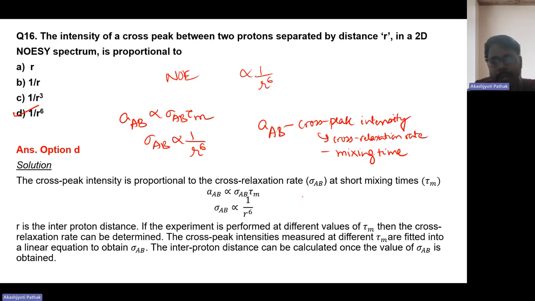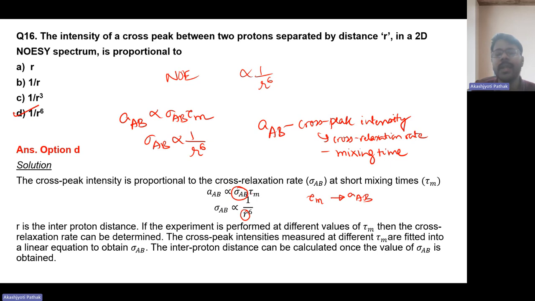So at different mixing times you calculate the cross peak intensity, and then you fit these values into a linear equation and you get the value of sigma AB. Once you know the cross relaxation rate, from here you can calculate the interproton distance, the distance between two spins, in this case protons.